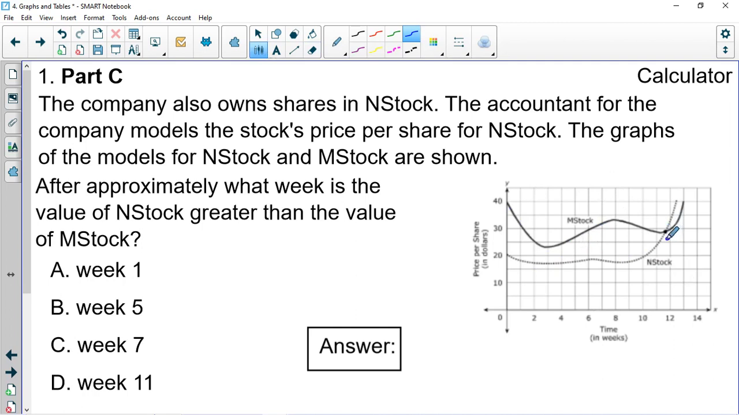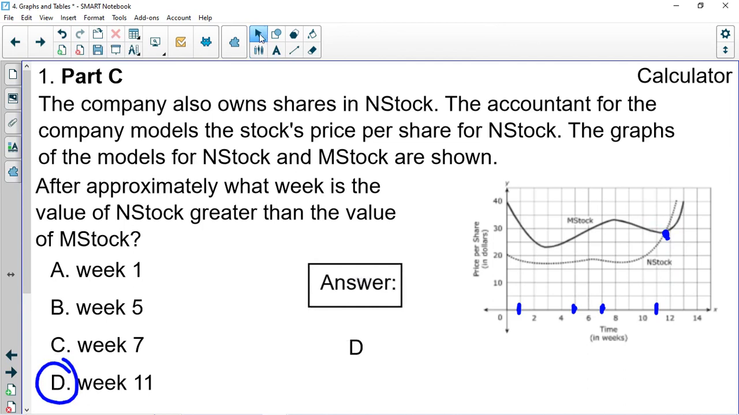So now let's take a look at which choice shows us that point. So week 1, definitely not. That'd be right here. Week 5, no. Week 7, no. Week 11, well, that looks like the best choice. That's sort of a weird one. I guess it's like 11 and a half, or maybe 11.7 or something like that when it actually overtakes it. So that's the best choice. We're going to go with D, week 11, and that's the answer they were looking for.